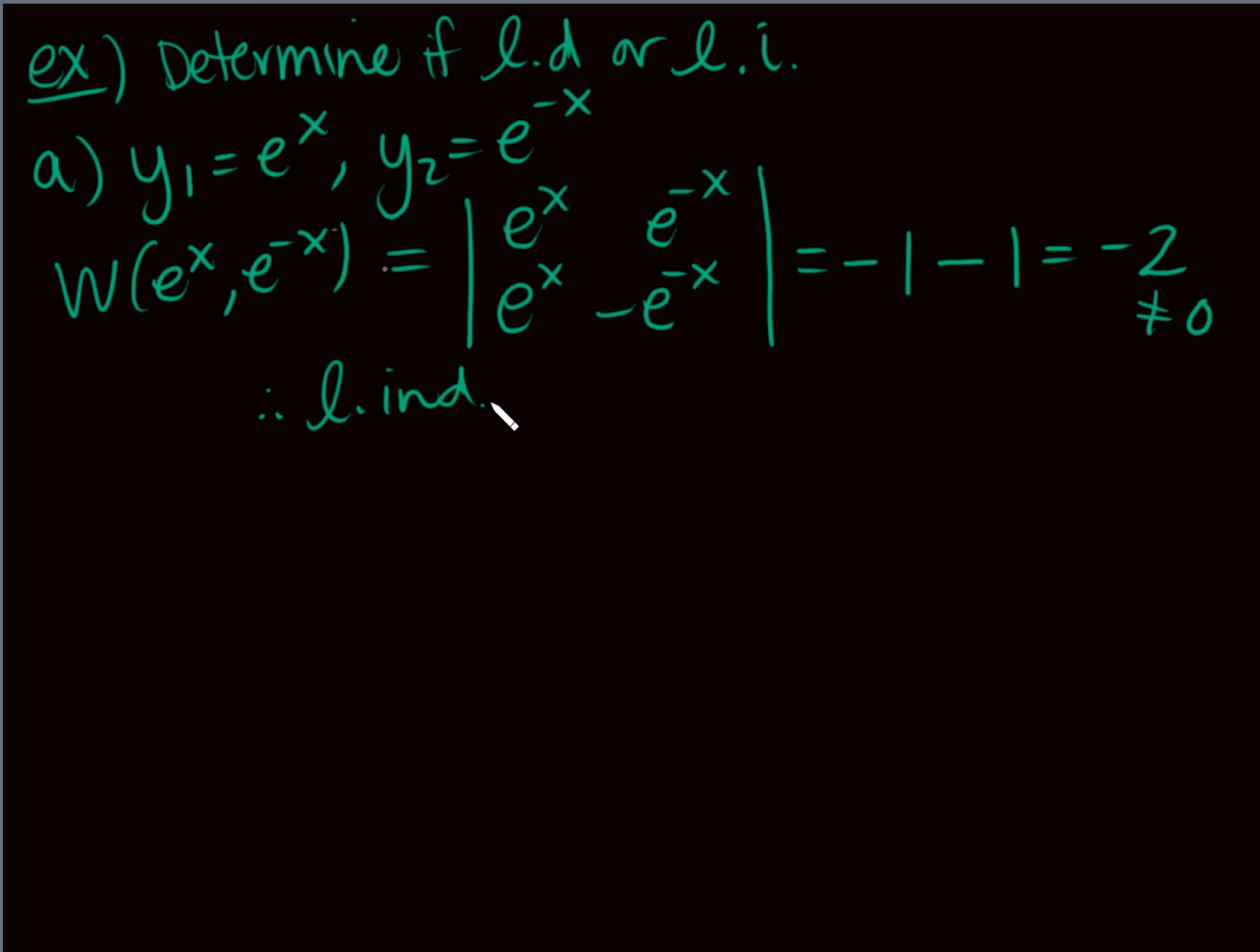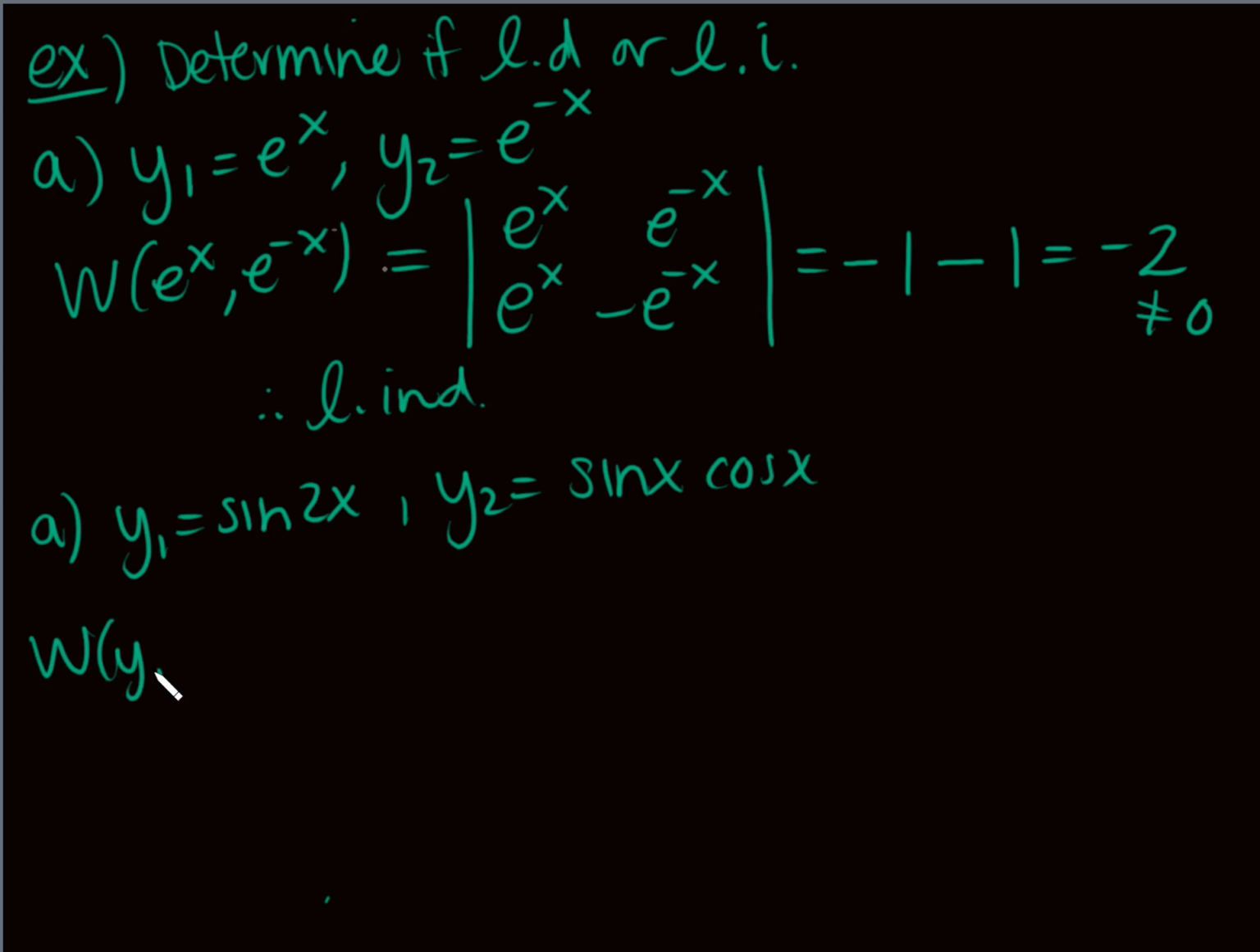Hope that makes sense. Let's see. Do I have another one that would be interesting? Sine and cosine we've kind of already shown. I don't know, let's try that one. y1 equals sine of 2x. I'm not sure what's going to happen. y2 equals sine of x cosine x. We might still need to use the identity, but I should get 0 here.